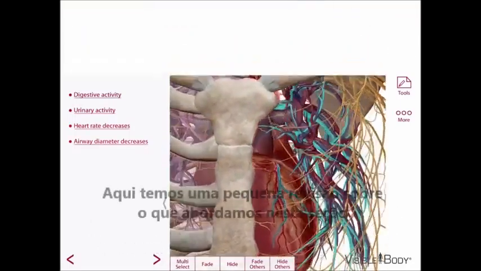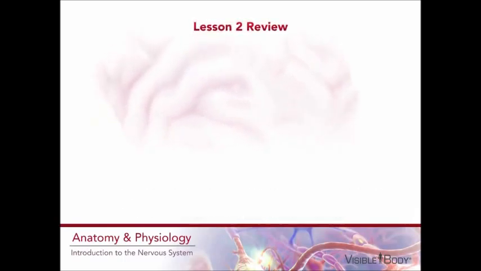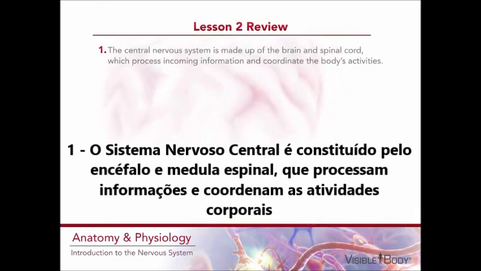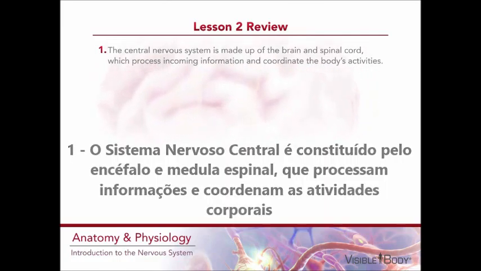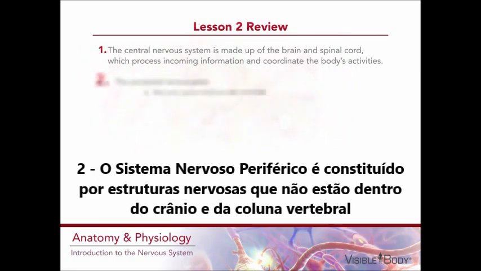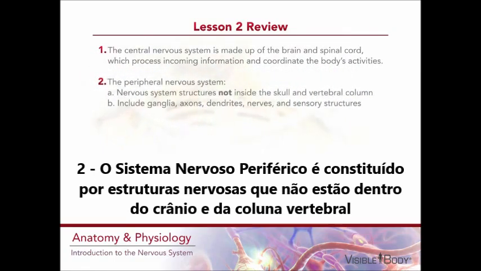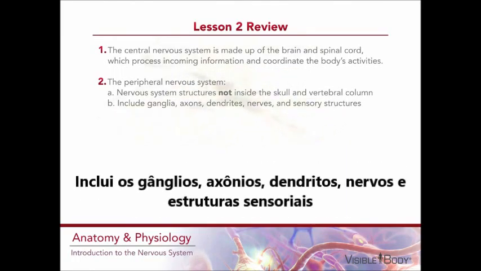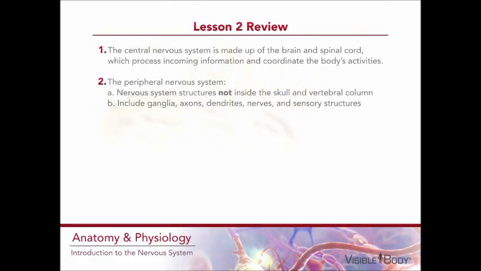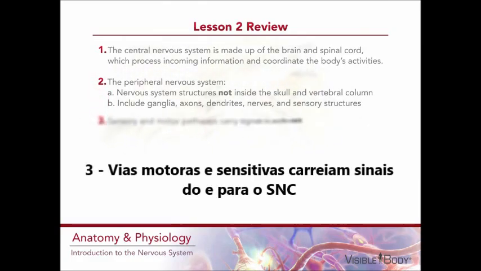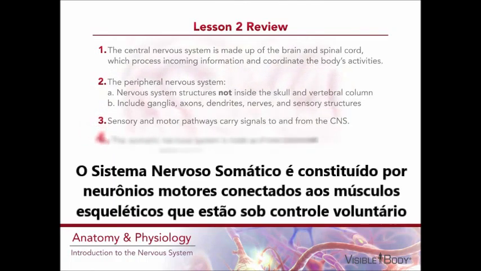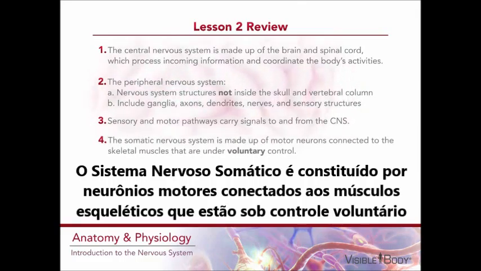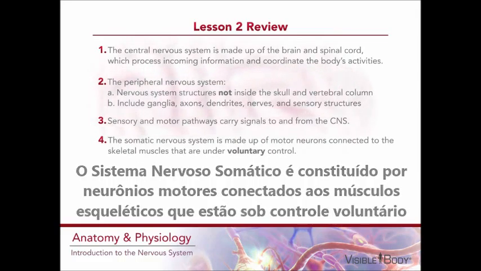Here's a quick review of what we covered in this section. 1. The central nervous system is made up of the brain and spinal cord, which process incoming information and coordinate the body's activities. 2. The peripheral nervous system is made up of the nervous system structures that are not inside the skull and vertebral column, including ganglia, axons, dendrites, nerves, and sensory structures. 3. Sensory and motor pathways carry signals to and from the CNS. 4. The somatic nervous system is made up of motor neurons connected to skeletal muscles that are under voluntary control.